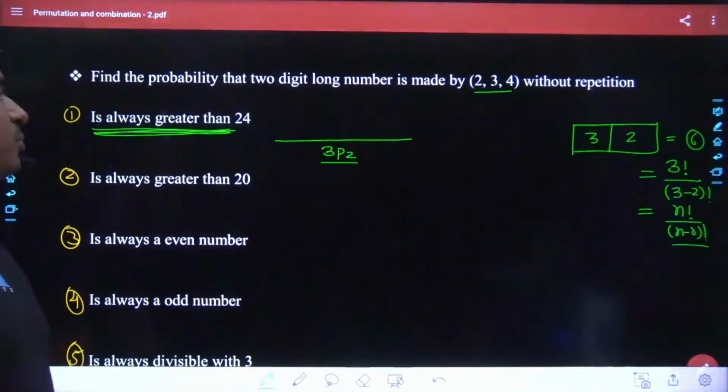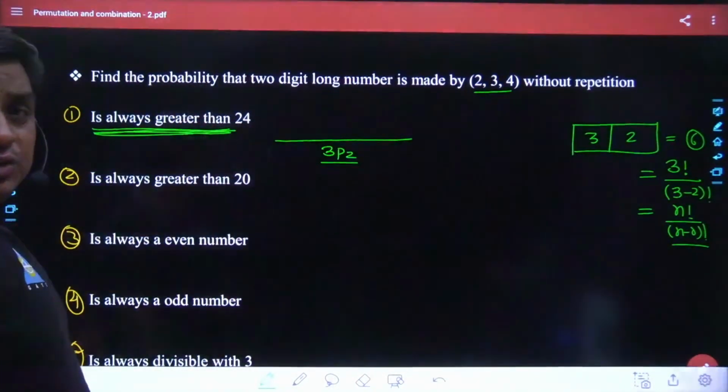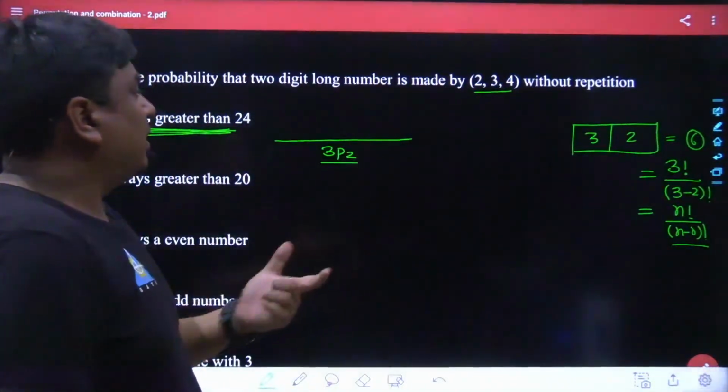That stands for permutation. So towards the denominator side we are going to have 3P2. Now we have to focus on the number of events. See, this many numbers we can frame. How many would there be?